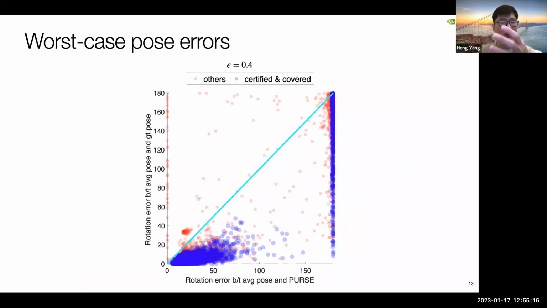Now, if you look at the 60% confidence case, you see that things get much better here. But of course, you get many more red points, because the red points are the cases where your pose set does not contain your ground truth pose. In those cases, you'll get bounds that are not valid.